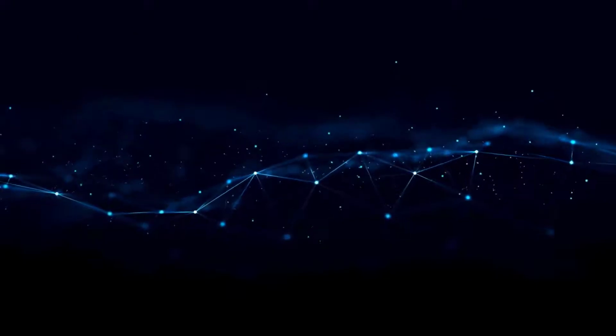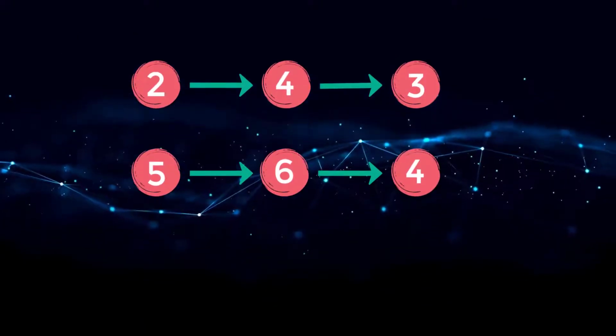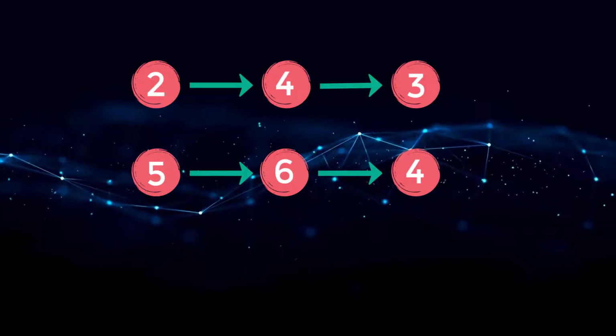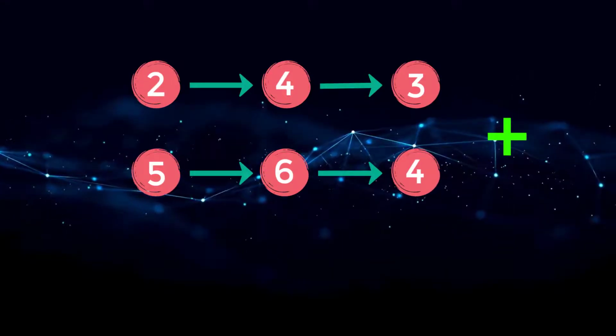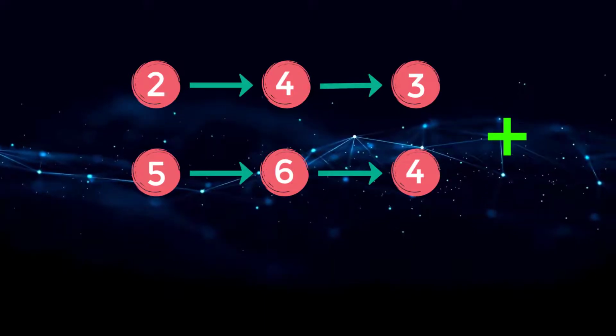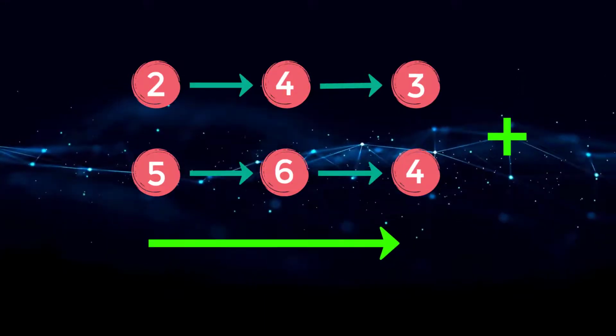So for this problem, we are given two linked lists where each node holds a single number. And with these lists, we must sum them up and return a new list. So for example, if we had the following lists, we would sum these lists up from left to right.